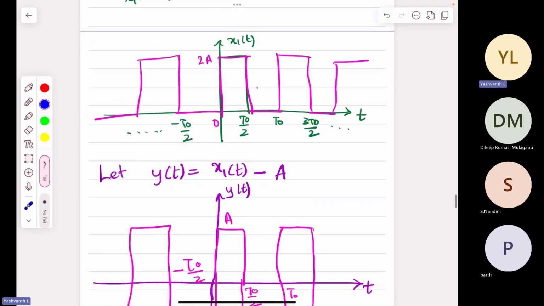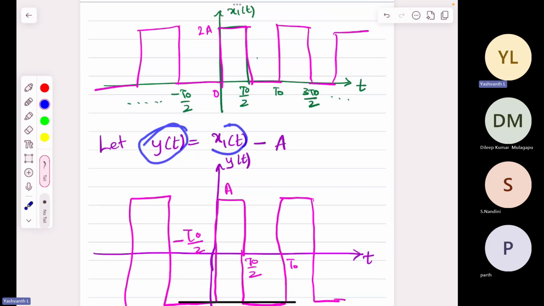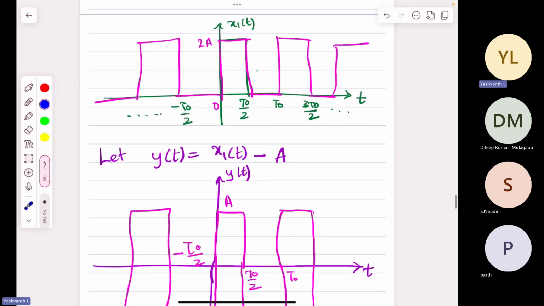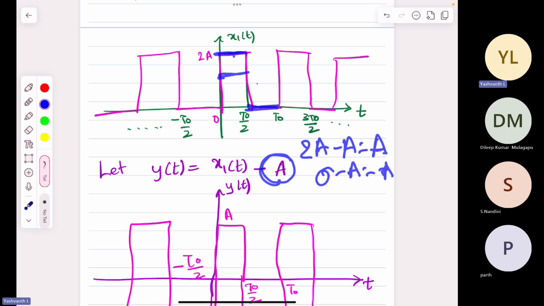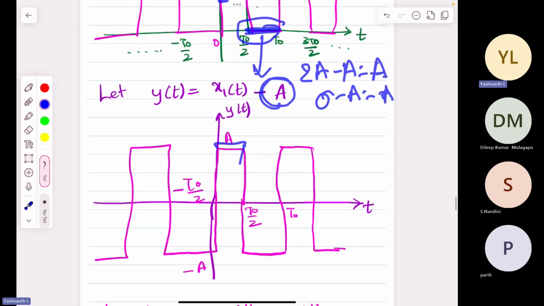Now I'll define another signal y of t as x1 of t minus a. That is, I just shift the amplitude of the entire signal x1 by minus a. There are only two possible amplitudes for x1 of t: either 2a or 0. If you subtract a, 2a minus a becomes a, and 0 minus a becomes minus a. So all parts of 2a go to a, and all the parts at 0 go to minus a. So you will get this signal.